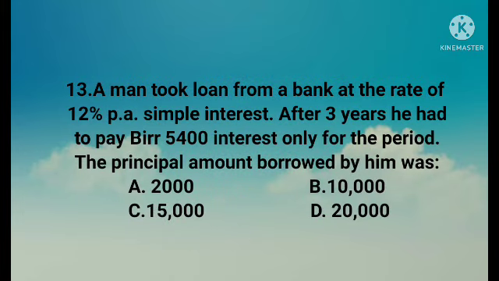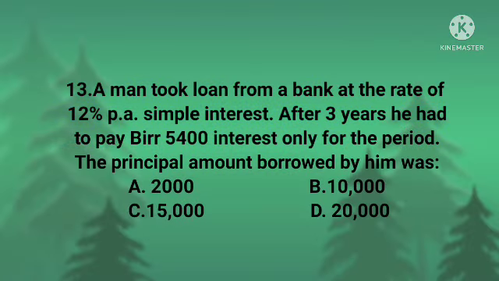A man took a loan from a bank at the rate of 12% simple interest. After 3 years, he had to pay 5,400 as interest only for the period. The principal amount borrowed by him was ___.